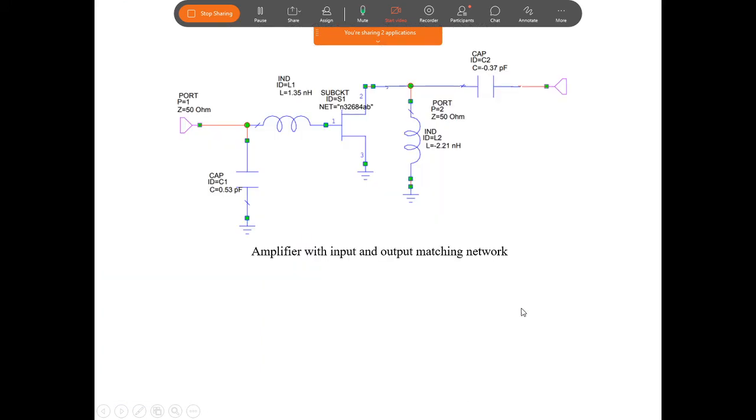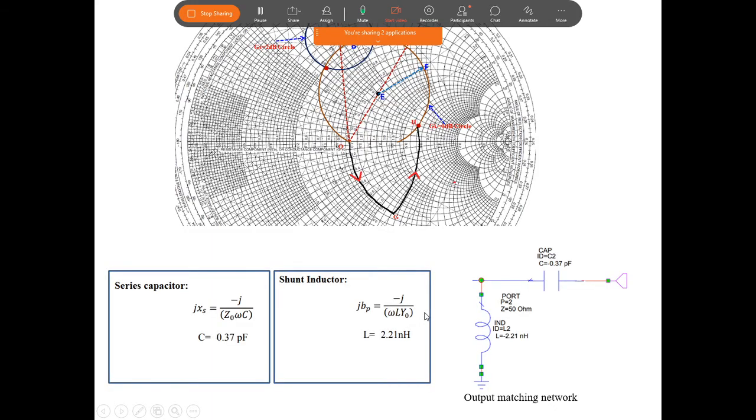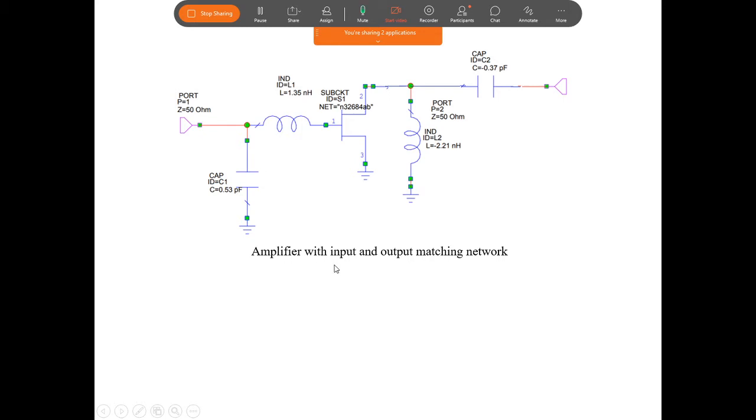After designing that, you can implement it like this. This is the overall amplifier, which has matching networks at the input side and the output side. This is an L matching network, what we are discussing. Similarly, you can also use a single stub matching network, but I have not included it. Finally, if time is there, we can discuss that. So this is the way of designing the input matching and output matching networks.